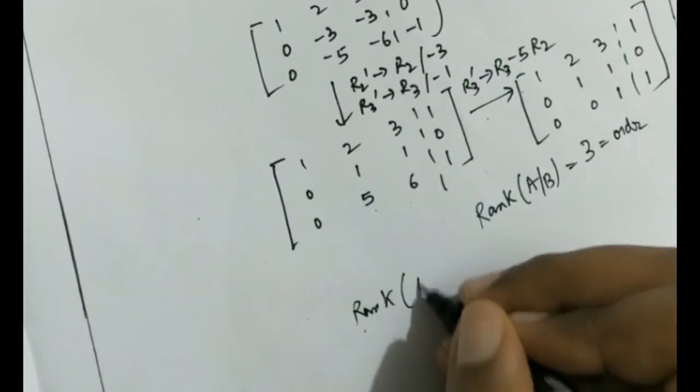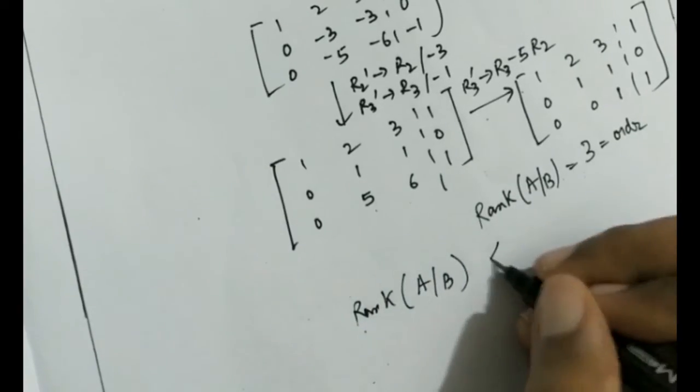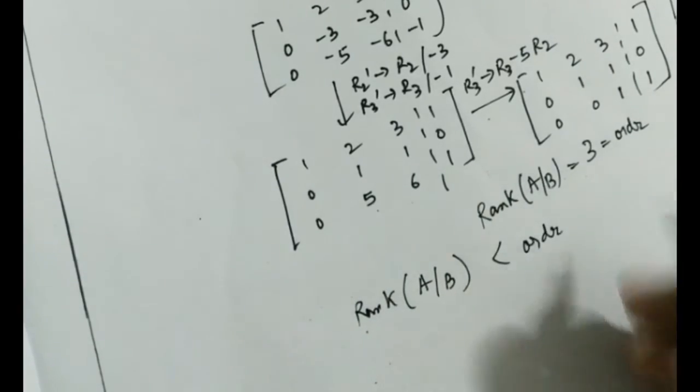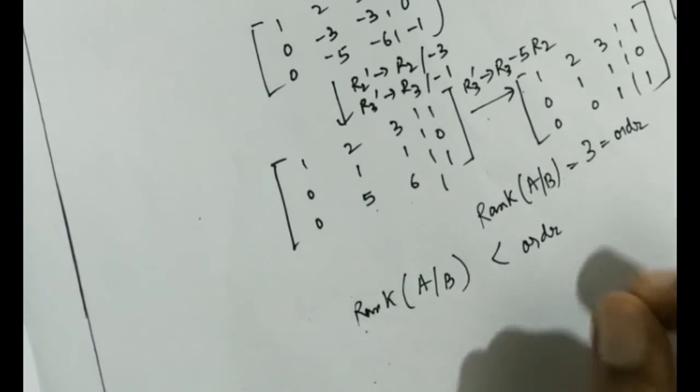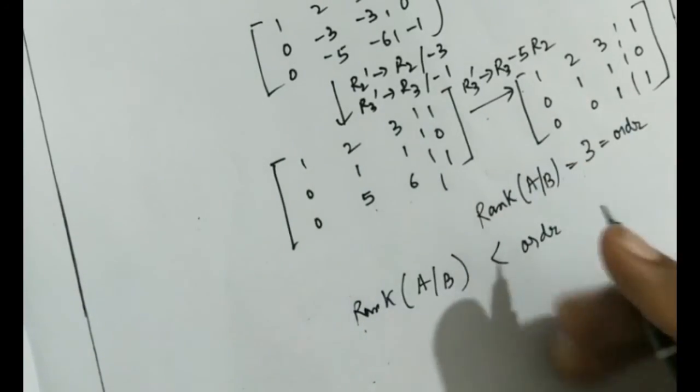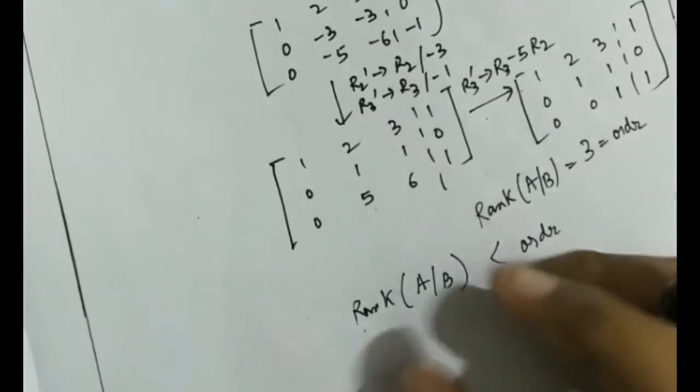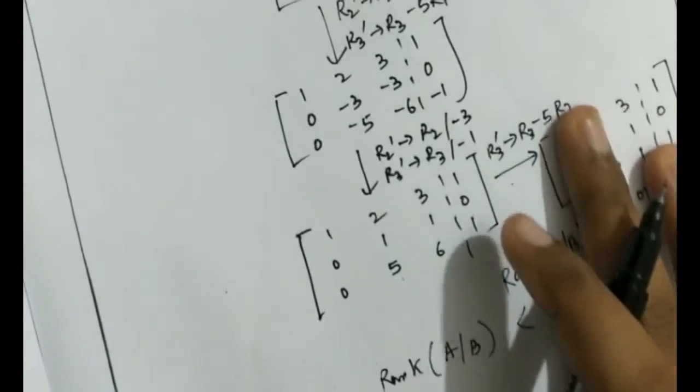Now, what happens if the rank of A by B is less than the order? Then we will say that the matrix doesn't have any solution. It is no solution. And there are more other cases regarding this that we will discuss on a different problem, different video. Okay. Thank you for watching.